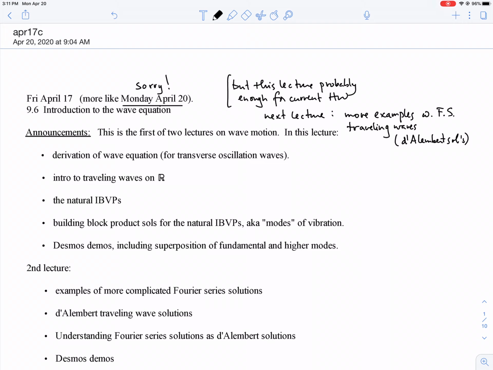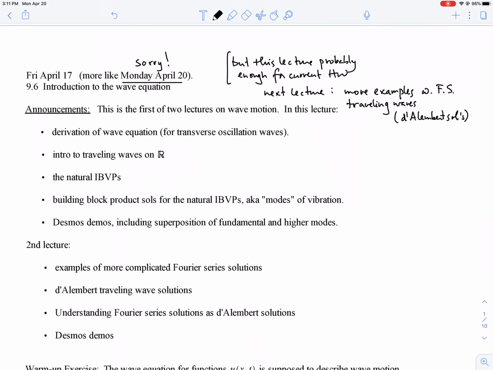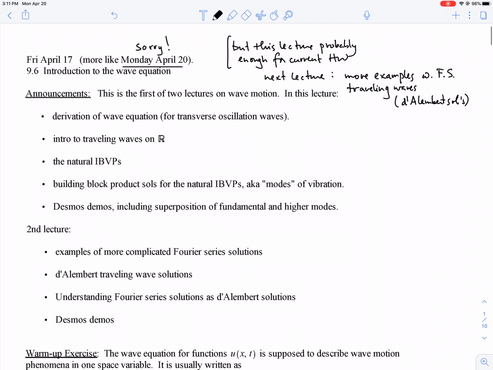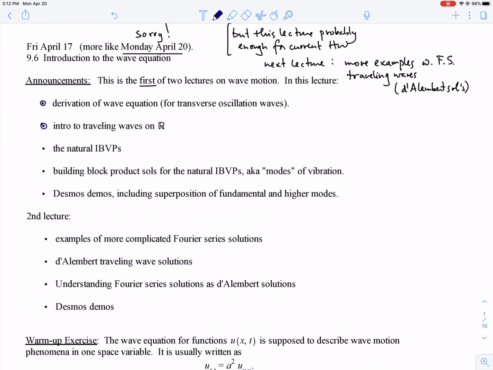Anyway, let's get started. So in this lecture, we'll talk about what the wave equation is and derive it for transverse oscillations. So you've heard of sound waves, of course, and you've probably seen waves traveling along a string. These are all examples of solutions to the wave equation. To motivate the subject, I'll introduce you right away to traveling waves.